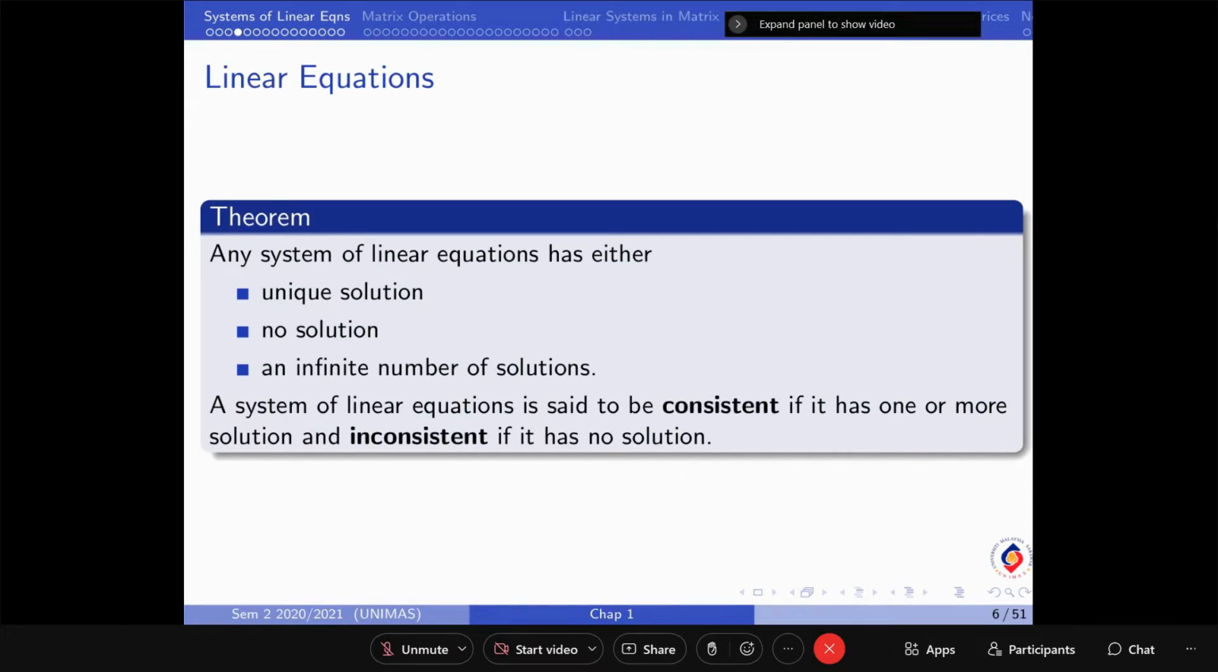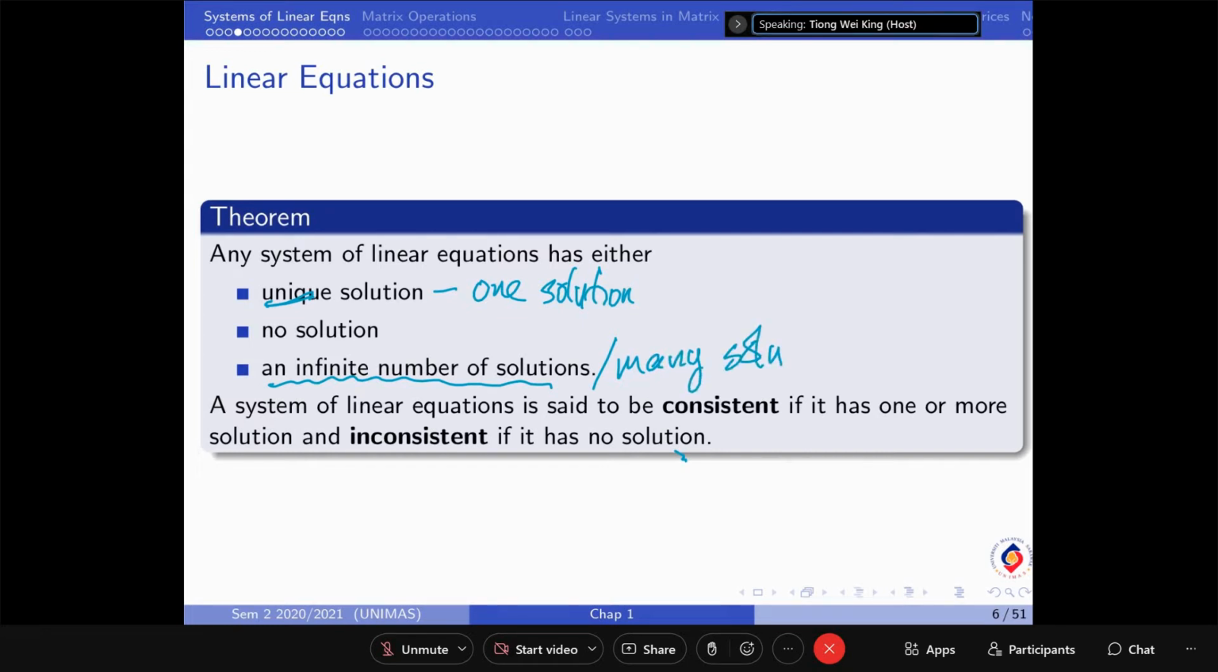Now next, any system of linear equations has either a unique solution, no solution, or infinitely many solutions. Unique means one solution. It only has one solution. Unique means one. No solution means you cannot find a solution. And infinite number of solutions, normally we say many solutions.